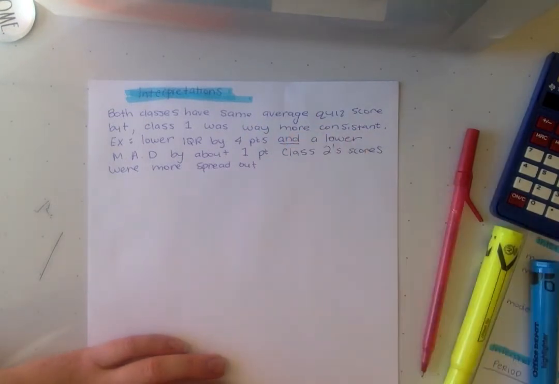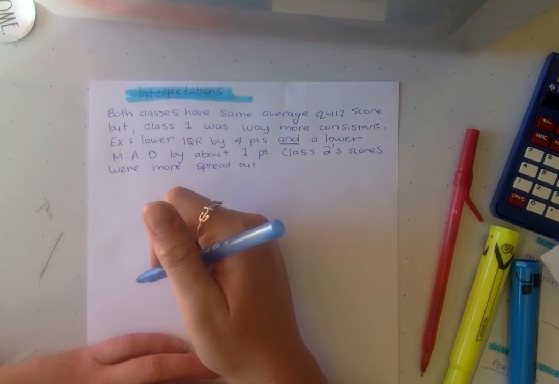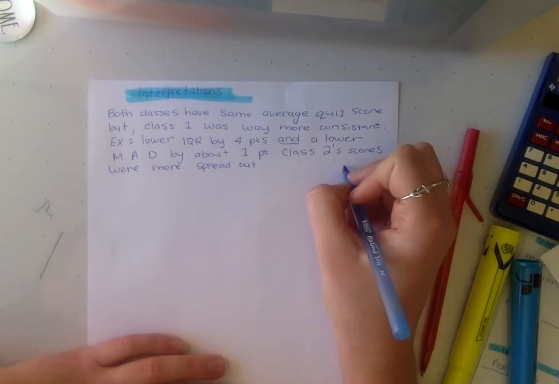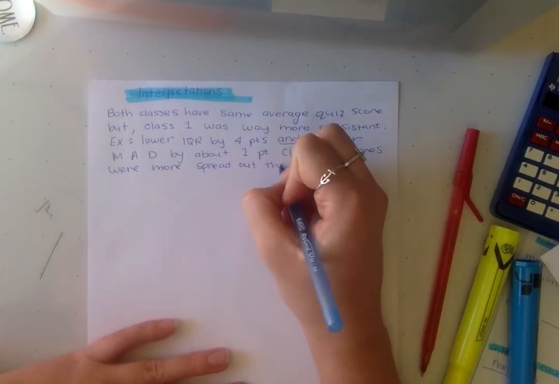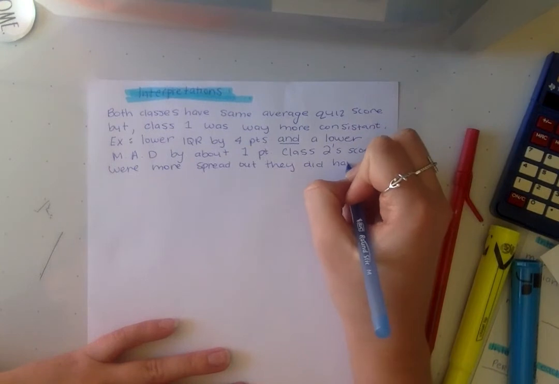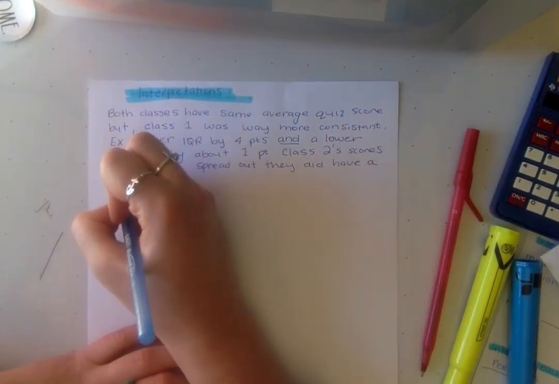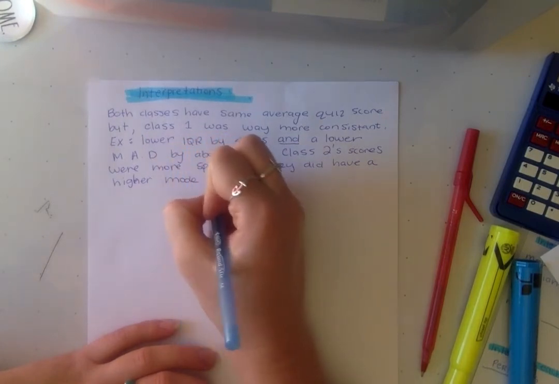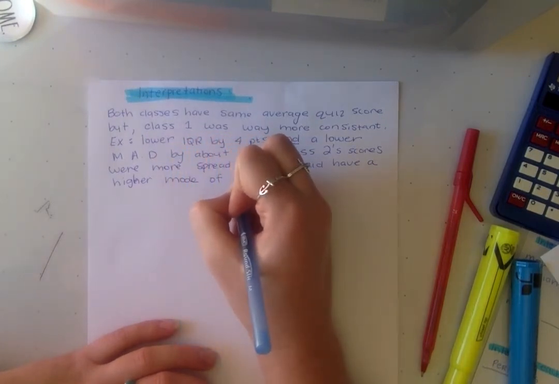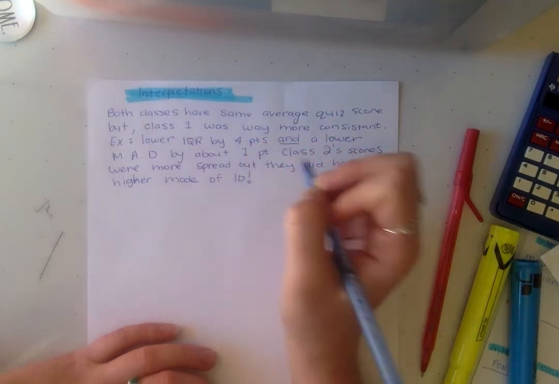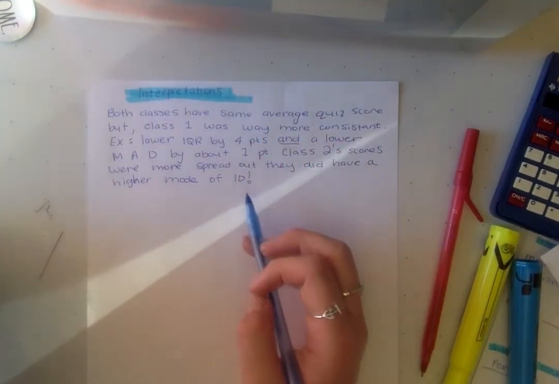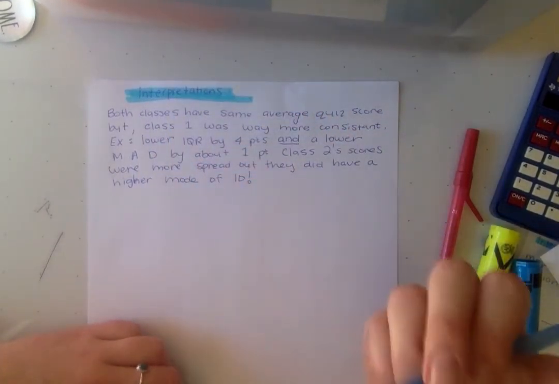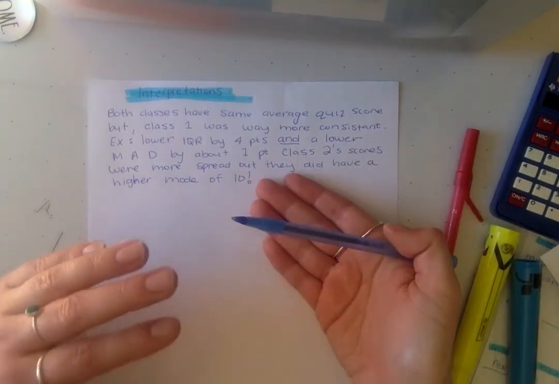There's really a lot that you could say. You can say period 4 had a larger mode. So class 2 scores were more spread out, but they did have a higher mode, which was 10. So a lot of people scored 10 out of 10. This is all it means by interpreting your data. For the sake of time, we'll stop here, but there's a lot that you could say.